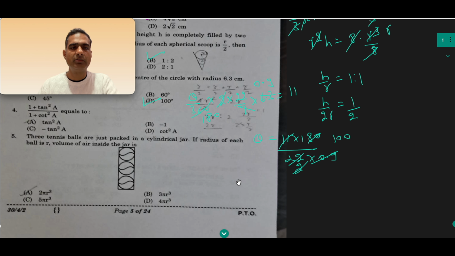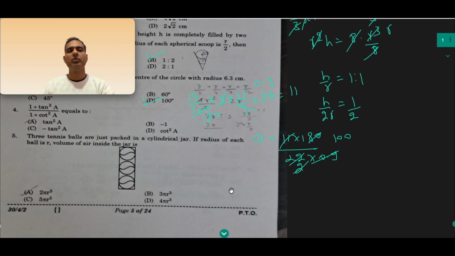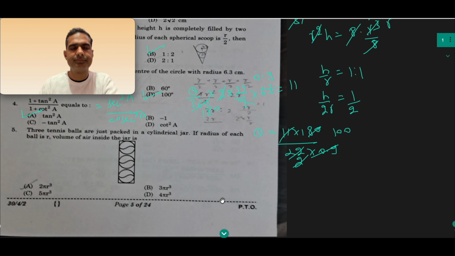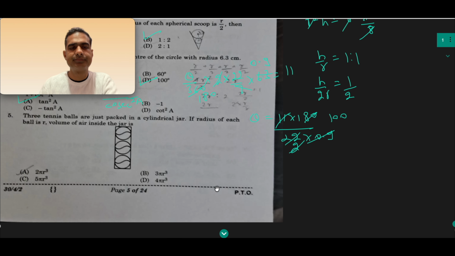Now moving to question number 4, 1 plus tan square A over 1 plus cot square A. So from here we know 1 plus tan square A is sec square A and 1 plus cot square A is cosec square A. So cosec square A is reciprocal of sine and sec A is reciprocal of cos. So it will be sine square A by cos square A, that is tan square A. So option A will be our answer. This was a simple question.